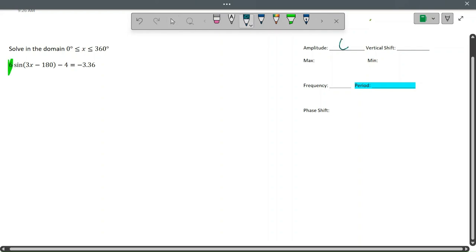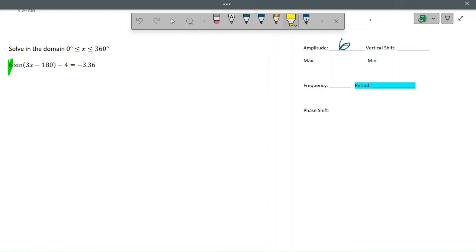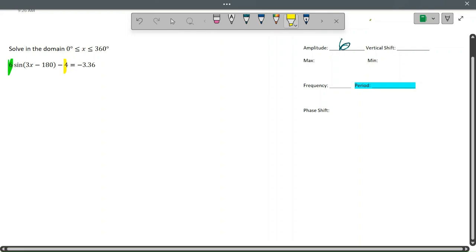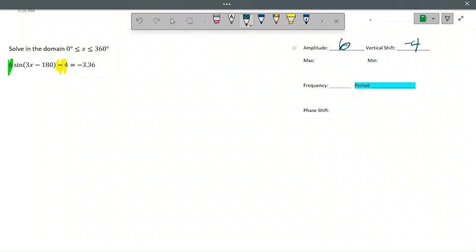So I'm going to write 6, and our vertical shift is this number right here. Make sure that you don't drop the negative, because that's really important. So when we look at this, we know that our new maximum, if we just had amplitude, is 6, and then it's shifted down 4. So it's going to be 6 minus 4. So our new maximum is negative 2.